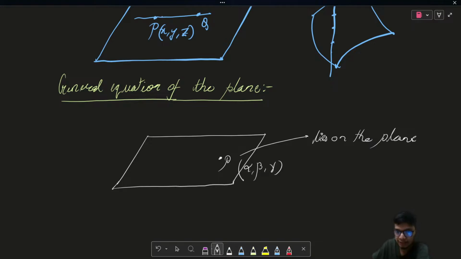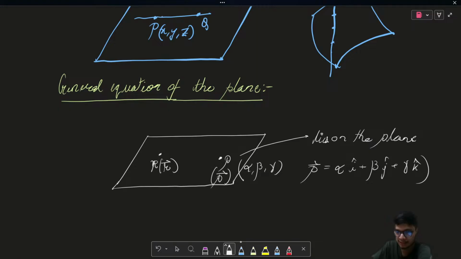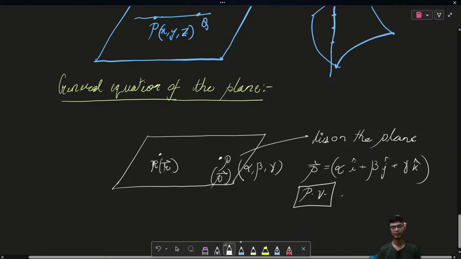Now, if I need to define the general equation of the plane, I need to take any general point on this plane. Let us say I take a general point R on this plane, and I denote its position vector as small r vector. In a similar manner, I denote the position vector of point P as small p vector. Therefore, I can write point P as alpha i cap plus beta j cap plus gamma k cap. This is just a position vector, which I'm writing in short form as p vector.